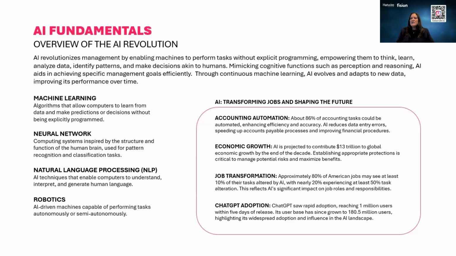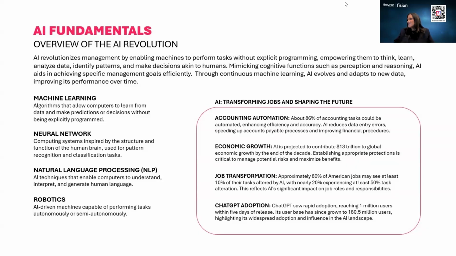Job transformation, about 80% of American jobs may see at least 10% of their tasks altered by AI, with nearly 20% experiencing at least 50% task alteration. So as a property manager, you're going to find, as I go through this presentation, a lot of tasks that you're doing manually, you're going to be able to do through AI. And it's going to have a significant impact on your job, your role, and your responsibilities.